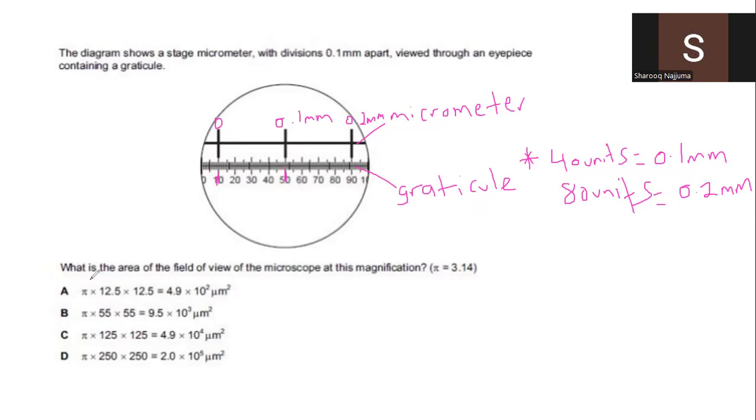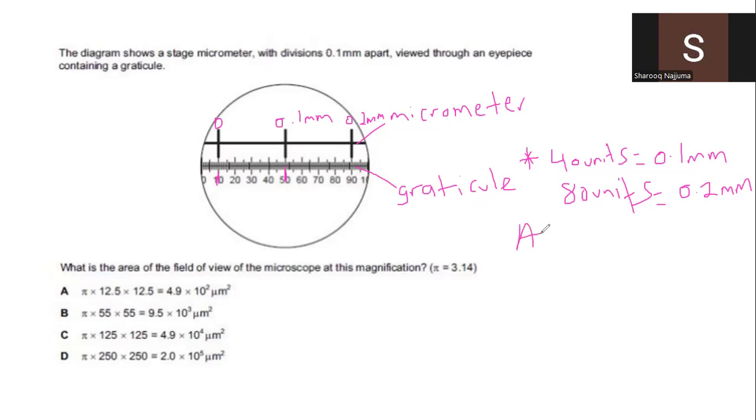So let's go to the question. The question is asking, what is the area of field of view of the microscope at this magnification? Area of field of view. So they're asking for the area. This is the field of view. Remember now, this is a circle. I might even have never taught you about how to get the area of a circle. But you have learned from your primary, secondary. I'm sure every one of you should know how they get an area of a circle.